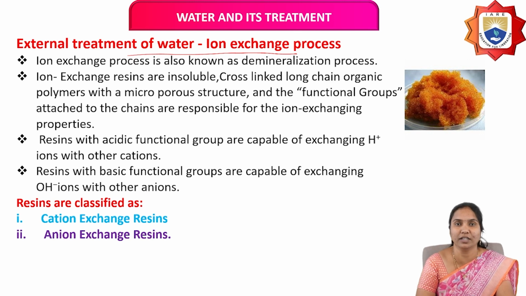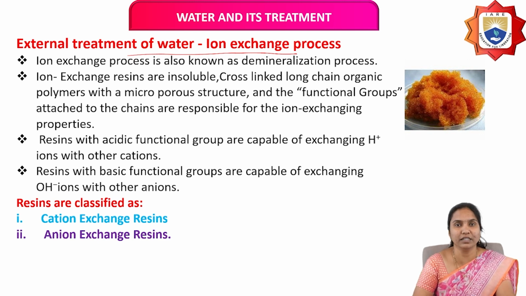The ion exchange method is more preferable because the lime soda process and zeolite process are also useful for converting hard water to soft water, but we cannot remove any minerals. Only hardness causing ions like calcium, magnesium, bicarbonates, chlorides, sulfates, etc. can be removed in those processes. But in the ion exchange method, we can remove hardness causing ions and also minerals like sodium and potassium salts. That is the main difference between the remaining softening methods and the ion exchange method.